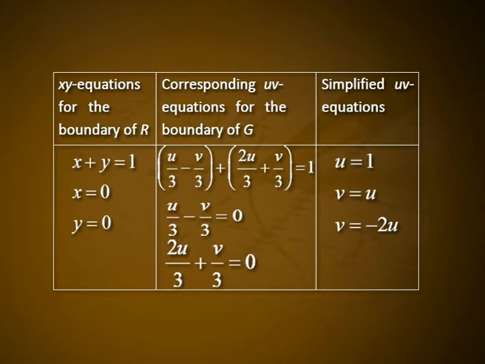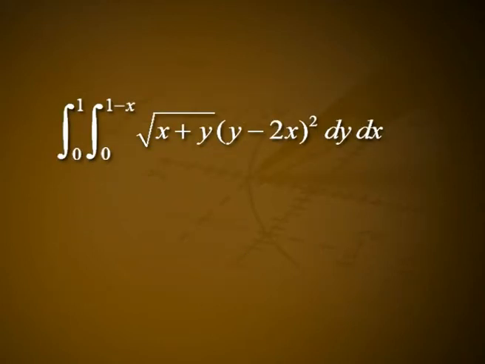Also, we note the following: xy equations for the boundary of R, corresponding uv equations for the boundary of G, simplified uv equations. x plus y equals 1, u/3 minus v/3 plus 2u/3 plus v/3 equals 1, so u equals 1. x equals 0, u/3 minus v/3 equals 0, so v equals u. y equals 0, 2u/3 plus v/3 equals 0, so v equals minus 2u.